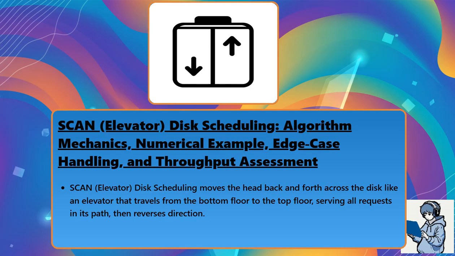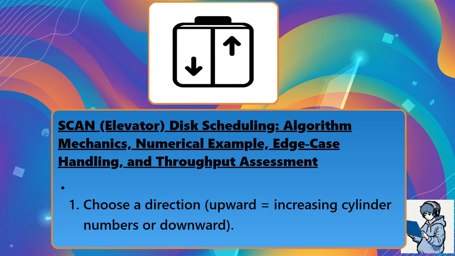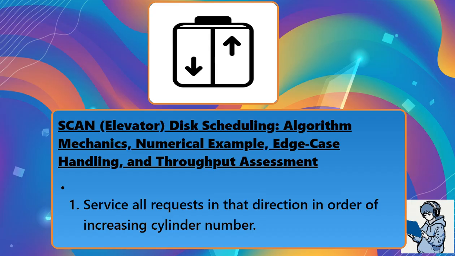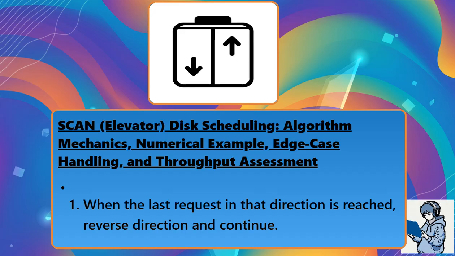Scan elevator disk scheduling moves the head back and forth across the disk like an elevator that travels from the bottom floor to the top floor, serving all requests in its path, then reverses direction. Mechanics. Step 1. Choose a direction. Upward equals increasing cylinder numbers, or downward. Step 2. Service all requests in that direction in order of increasing cylinder number. Step 3. When the last request in that direction is reached, reverse direction and continue.